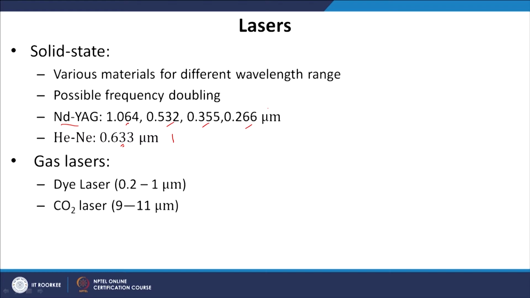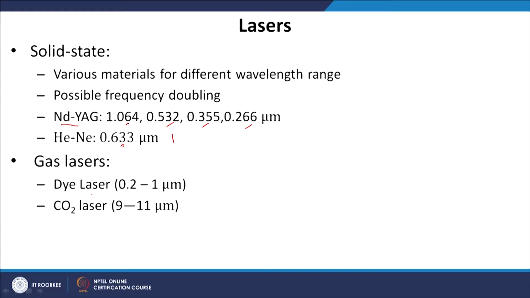And in optics, by applying proper optics, we can do what we call frequency doubling. So the same material can be used to give different lasers by the concept of frequency doubling. Then we have gas lasers based on dye and CO2 lasers. So various lasers can be used as monochromatic light source. Of course, compared to polychromatic light source, these are going to be expensive.